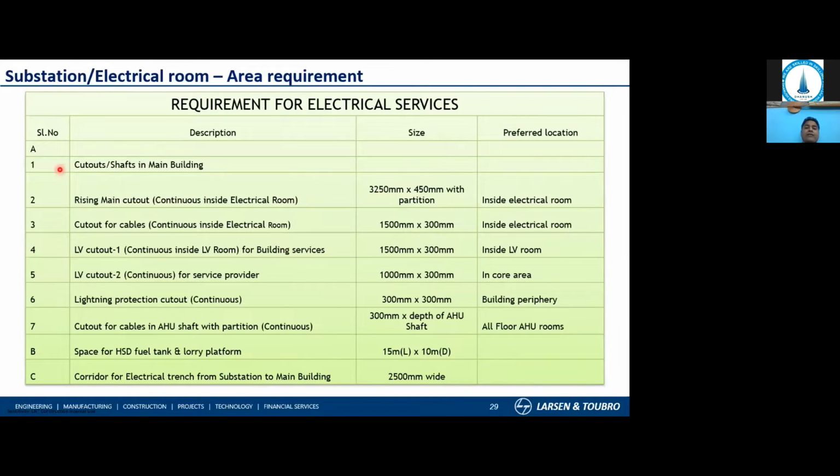When I have a high-rise building, I need to take the power from the lowermost level to the topmost terrace. So I need to coordinate cutouts and shafts for the cable trays as well as the rising main, and in which location I need them. At the same time, where the lighting protection cutouts are required in the building, and where the cutout for cables in the AHU room has to be planned, and what the space for the HSD is. All these things you see, we give this requirement and where it is required, and I need to have extensive coordination with the architects and the structural engineer.